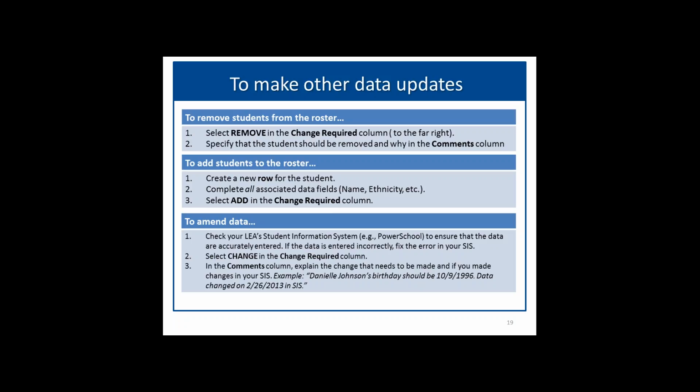And then if you need to amend any data, make sure, first of all, that the information is accurate in your student information system, your PowerSchool, to ensure that the data are accurate from this point forward in OSSE's data systems. Then select Change Required, and in the comments column, explain the change that needs to be made. So for example, Danielle Johnson's birthday should be 10/9/1996.